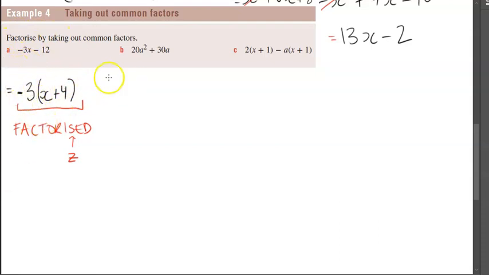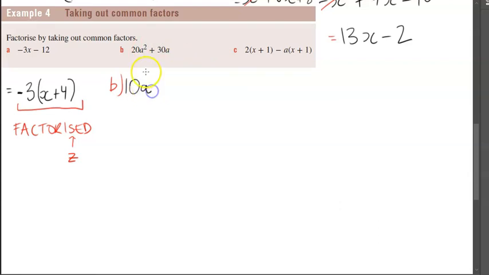In the second case here, we have 20a squared plus 30a. Now there are two different components: the number component and the letter component that we're going to take out as a common factor. This one's relatively simple because both of these terms are positive, so we don't have to deal with pesky negatives. The first one, we have the numbers. The highest common factor between 20 and 30 is 10. So we take 10 out as the number component of the common factor, and the highest common factor between a squared and a is a.